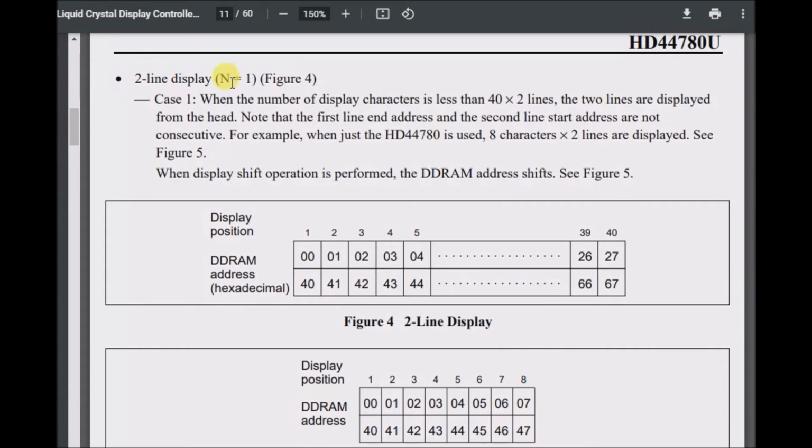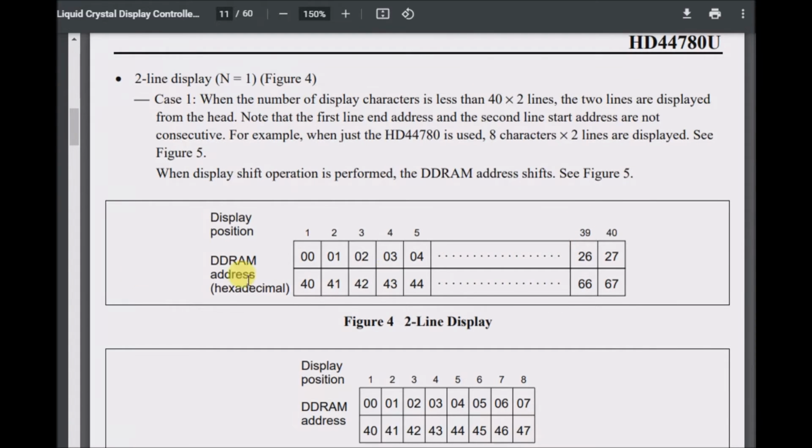2-line display, n equals 1, Figure 4. Case 1: when the number of display characters is less than 40 by 2 lines, the 2 lines are displayed from the head. Note that the first line end address and the second line start address are not consecutive. For example, when just the HD44780 is used, 8 characters by 2 lines are displayed. See Figure 5. When display shift operation is performed, the DDRAM address shifts.